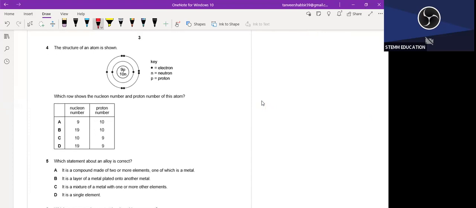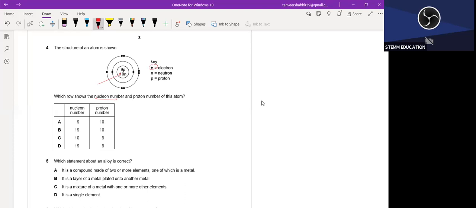Now we have question number 4. The structure of an atom is shown. At the center there is a nucleus, and in the nucleus 9 protons and 10 neutrons are present. The dots represent electrons, N represents neutrons, and P represents protons. Which row shows the nucleon number and the proton number of this atom?